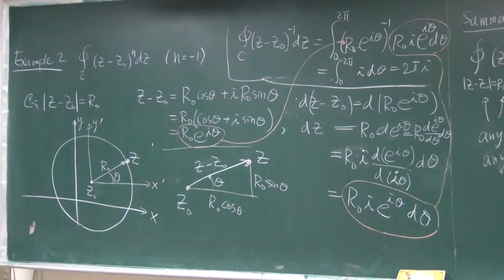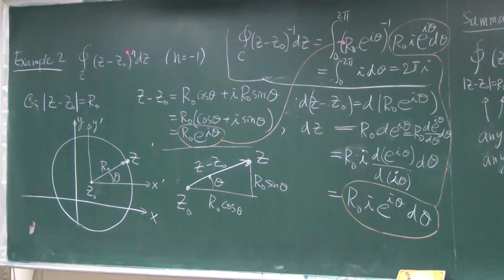Yesterday, we talked about one example for the integration of this special function. When n not equals minus 1, this integration will be 0. Okay, here C means a circle with the center located at Z0, and the radius is just R naught.